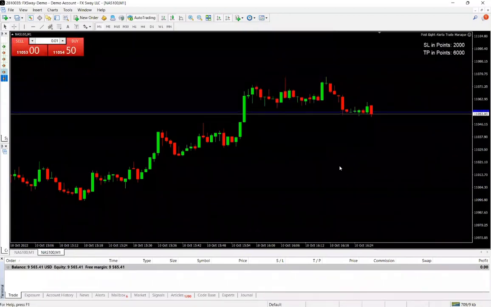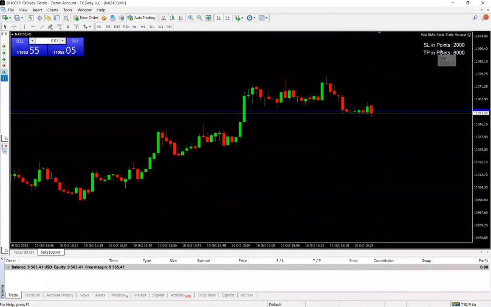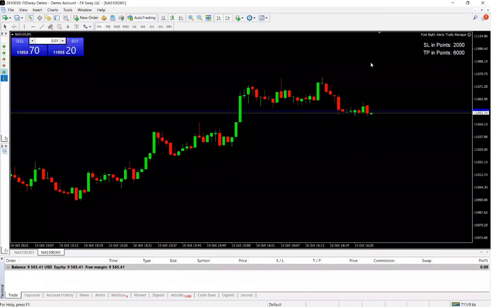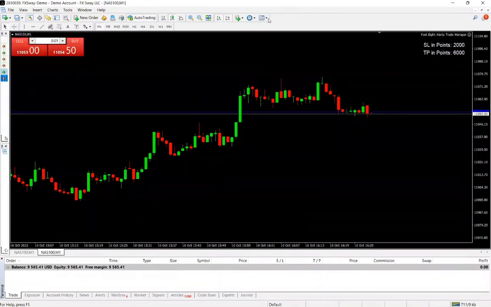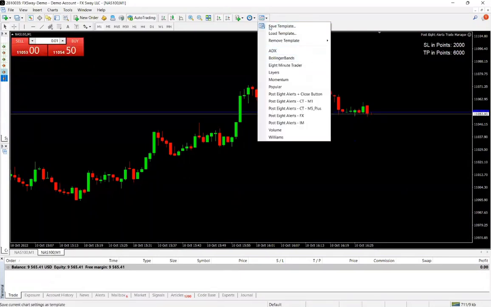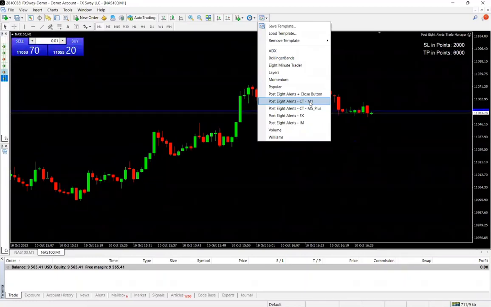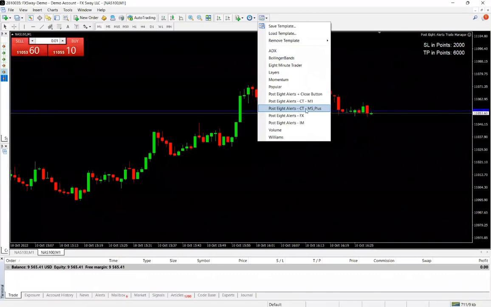And I have another template set up, which is the stop loss, take profit settings, which is the post 8 alerts trade manager. Because I'm on the NAS 100 M1, which is the 1 minute, I clicked here, scrolled down to pick a template, and I've got the post 8 alerts CTM1. Why M1? Because I'm on the 1 minute chart. If I'm on the 5-minute chart or 15-minute or 1 hour, then I would go post 8 alerts CTM5. But I am on a 1 minute chart, so it's M1.